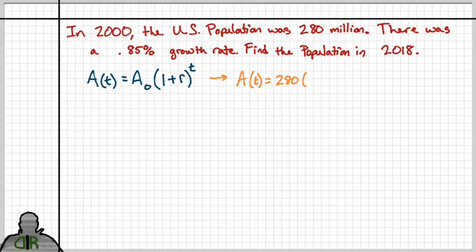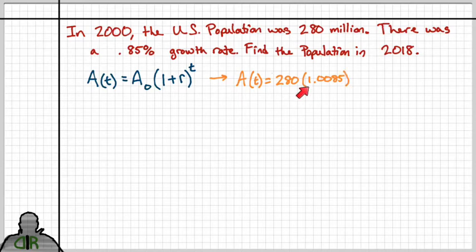So 280, and then what would be our growth rate? What would be this term inside here? It's growing at 0.85%. How would we write 0.85% as a decimal? Don't say 0.85, because it's a decimal already, so we would have to move the decimal place over twice, so it's going to be 1.0085. That is going to be our growth rate.